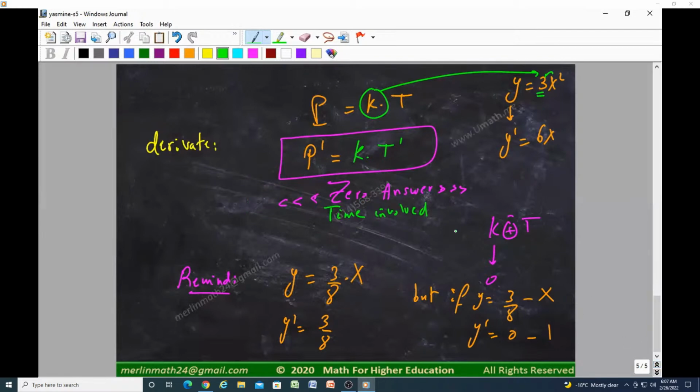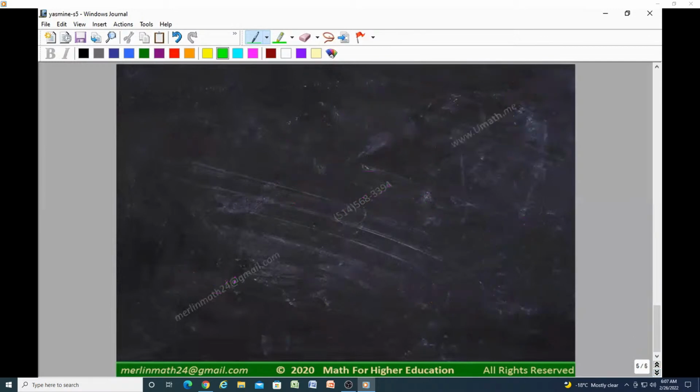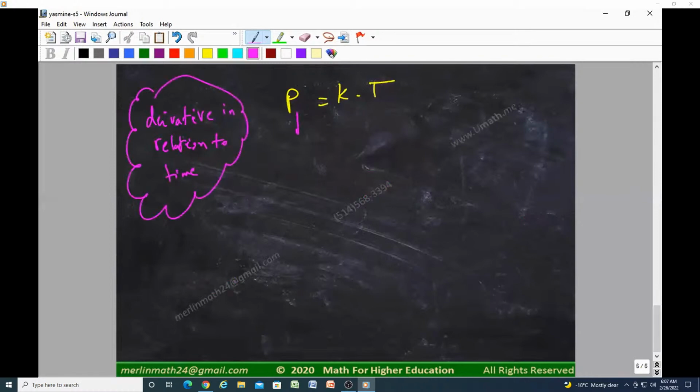Zero answer, time involved. So we continue again. P equals KT if you derive it in this context. I want to write the derivative in related rate in relation to time, because time is involved in the question. Then the derivative would be dP over dt. We don't derive the constant, we keep it. K times stays. Now deriving this should be dT over dt. You don't care, just copy the letter name, but with small t. This is your answer.